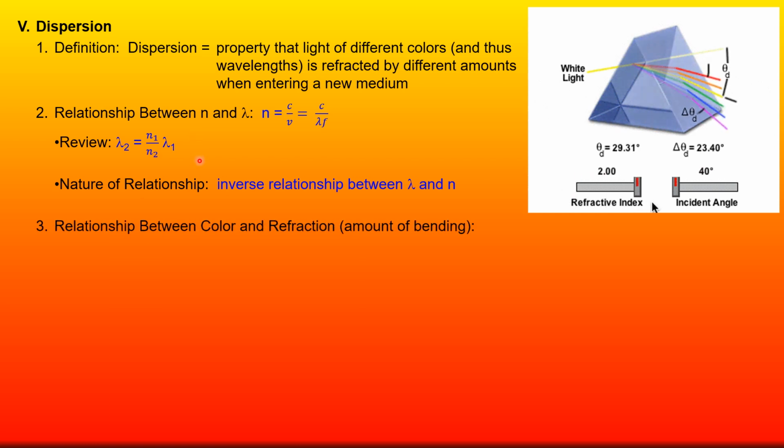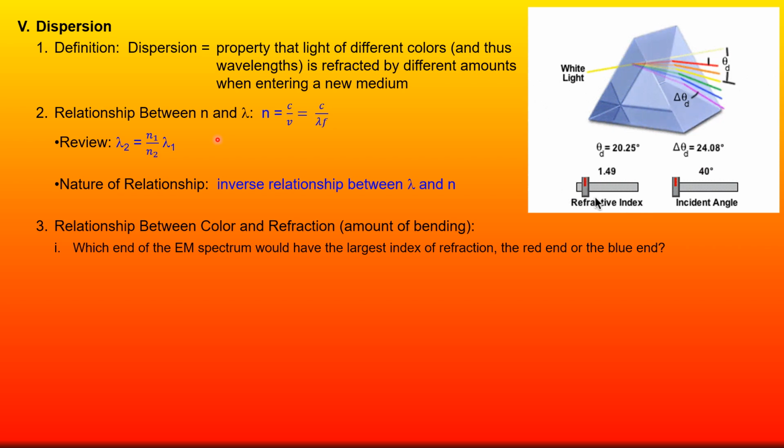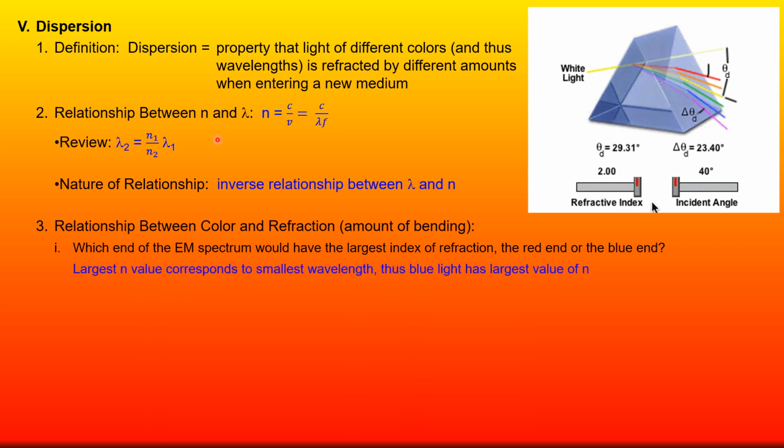So considering this, let's take a look at the relationship between the color of light and the amount of bending. Which end of the electromagnetic spectrum would have the largest index of refraction, the red end or the blue end? Using what we know about the chronology of the electromagnetic spectrum and the definition of the index of refraction, the largest n value would correspond to the smallest wavelength. Thus blue light, or violet light, at one end of the electromagnetic spectrum has the smallest wavelength, so it would have the largest value of n.